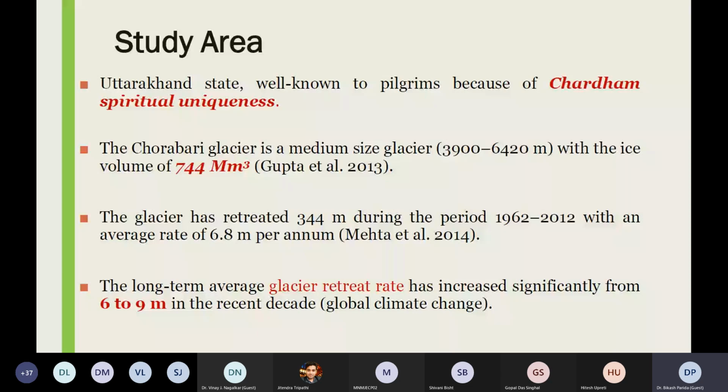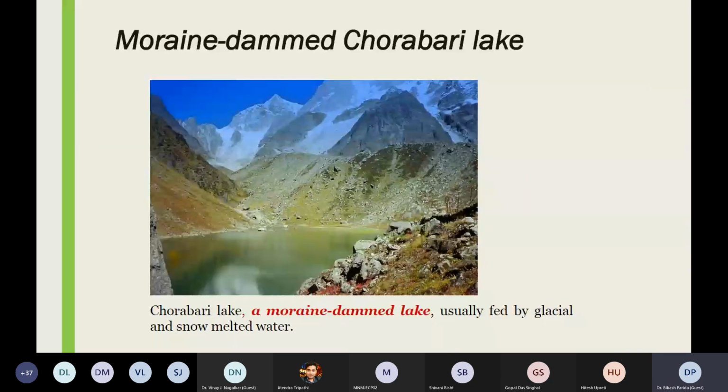Some studies found that the glacier retreat rate has increased significantly in recent decades, like 6 to 9 meter, so that is quite a lot. And this is the Chorabari glacier lake, which is moraine dammed. Basically, it is moraine dammed, and this lake is usually fed by the glaciers and the snow melt water.